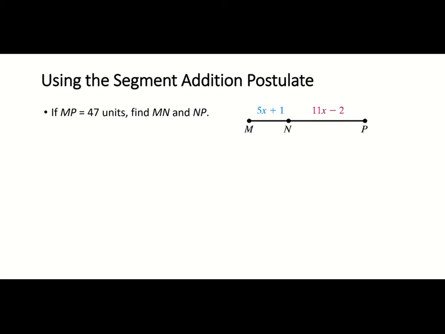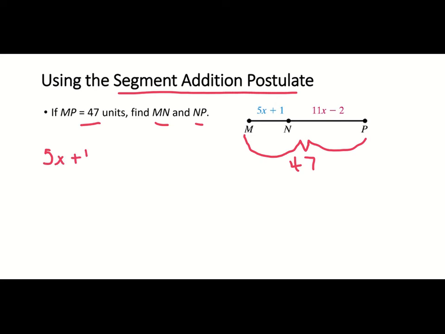All right, so we're going to do a couple practice problems here. We're going to start off with the first one. We're going to use our segment addition postulate. If we know that the entire length of MP is 47 units, they want us to find MN and NP. Right now, I know MN is 5x plus 1, and I know that NP is 11x minus 2.